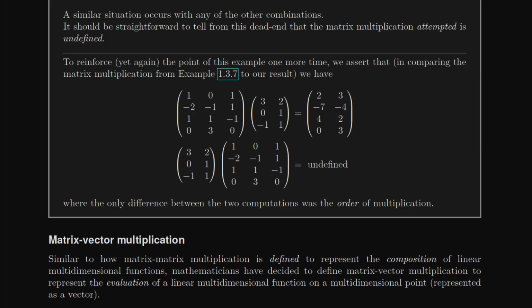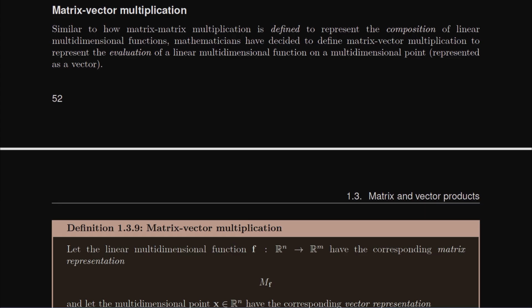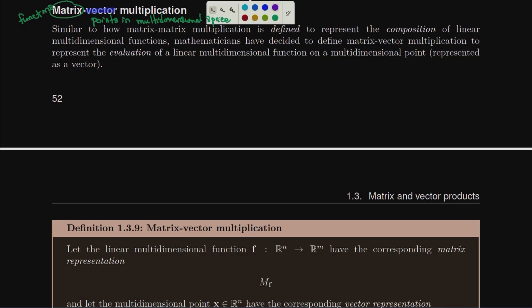Now let's talk about matrix vector multiplication, the other way that we can interpret matrices as multidimensional linear functions. Vectors are, as we define them, points in multidimensional space. And if we're taking functions here, it makes a lot of sense to think that if I'm multiplying a function against a point in a space, the way we're going to end up defining these is as an evaluation of the function at the point.